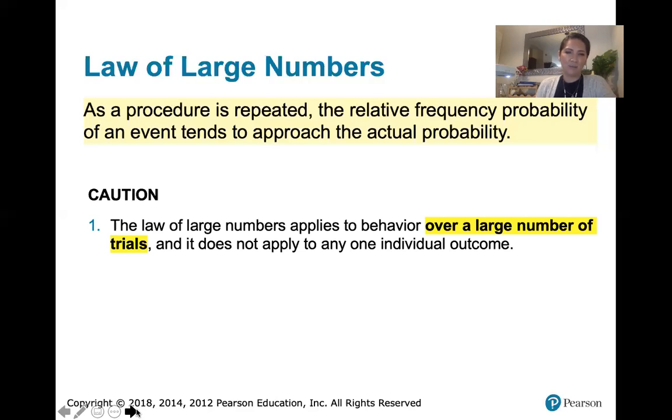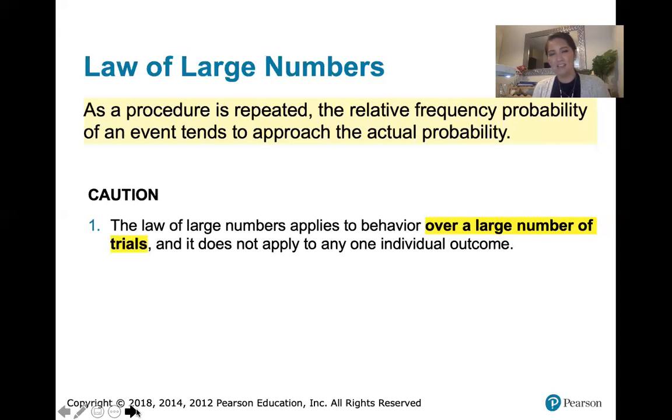This is dealing with behavior over a large number of trials. So this is dealing with that fraction, the number of times that something occurred out of the number of attempts that we made. If we're looking at that fraction over a large number of trials, as that denominator gets larger and larger, the fraction is going to approach the actual classical probability. This does not say anything about the next trial. Does that make sense? It does not say anything about what's going to happen the next time I flip that coin.